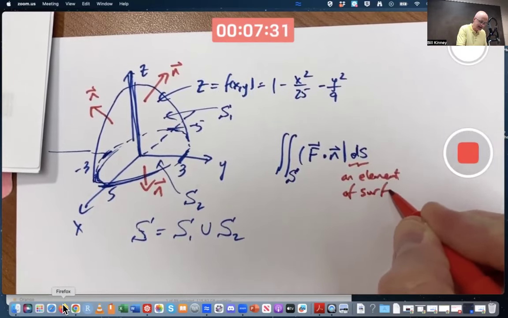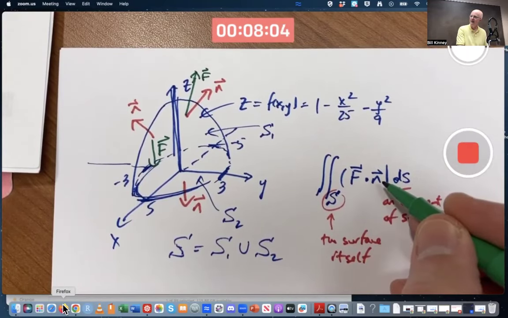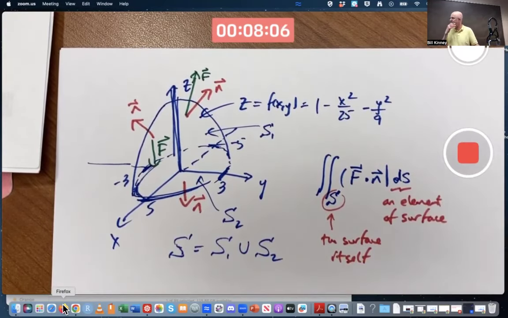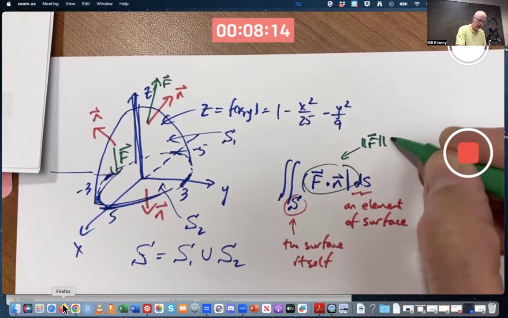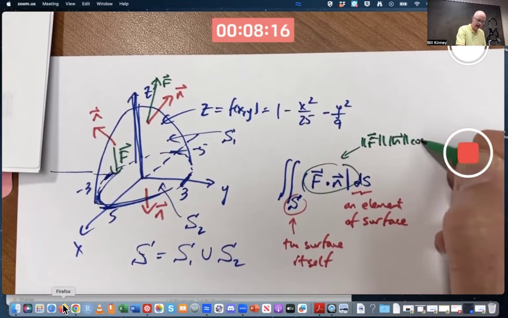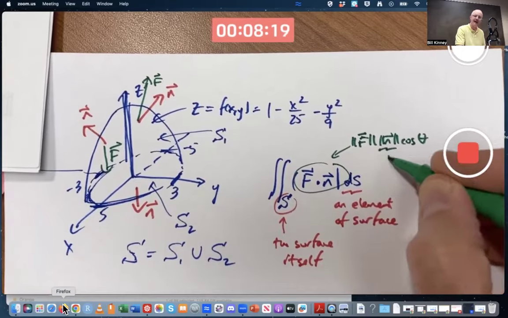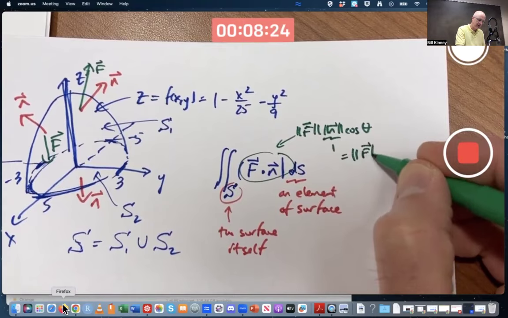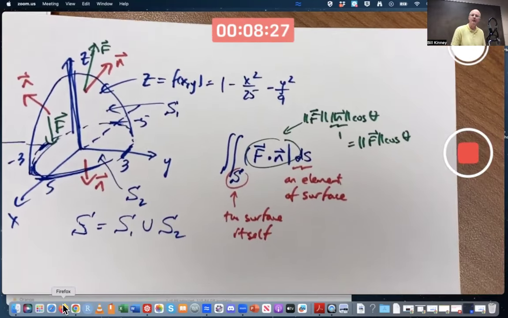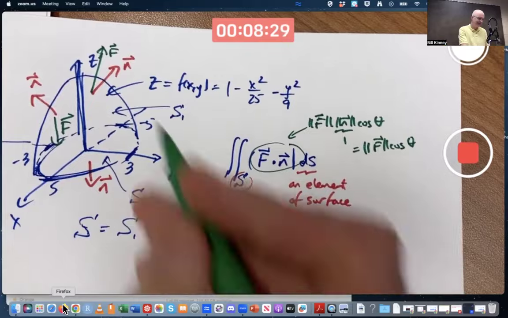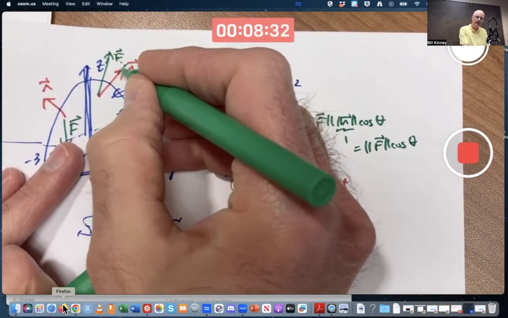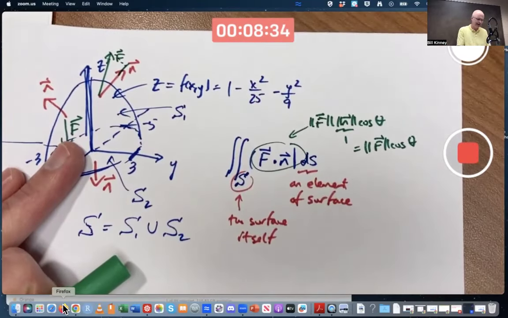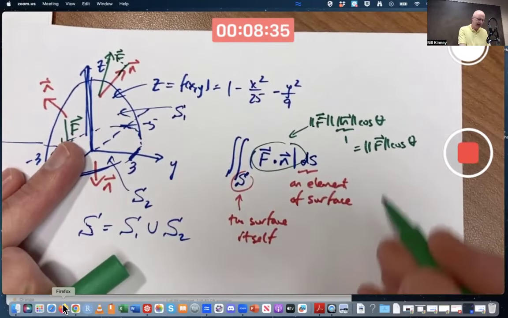You are dotting the vector field with n. Effectively, you're finding the component of the vector field in the direction of n. You could think of this dot product as being the magnitude of f times the magnitude of the normal vector times the cosine of the angle between them. But the normal vector has magnitude 1. So this does simplify to the magnitude of f times the cosine of the angle between them, which is the length of a projection vector along the normal vector. And it's a scalar quantity.